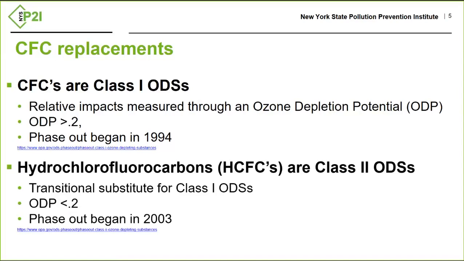To give a little more clarification on what an ozone depleting potential means, it is the relative amount of degradation to the ozone layer a substance can cause. There's always a reference substance associated with a potential. So for ODP, and we'll also be talking about GWP, global warming potential, the reference substance for ODP is CFC-11, where the ODP is 1. Everything else is measured relative to CFC-11 with an ODP of 1.